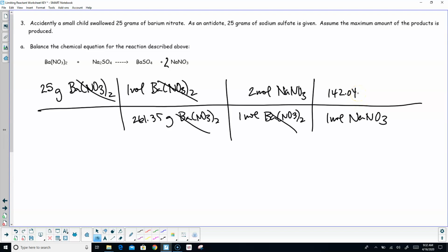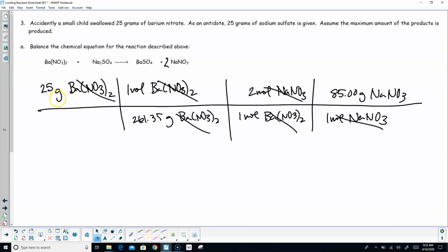No. I'm sorry. What am I doing here? That's the wrong one. If I add up sodium and nitrate, it should be 85. There we go. That should be 85 grams, sodium nitrate. That's not it. I apologize. I'm pretty sure it's 85.